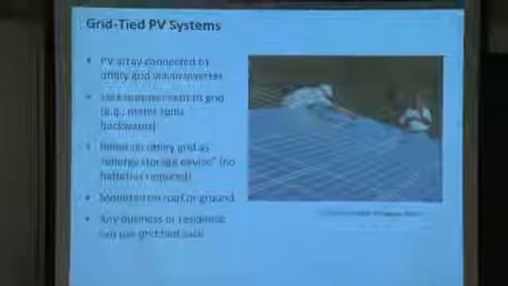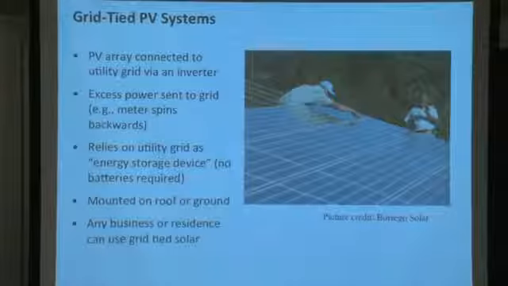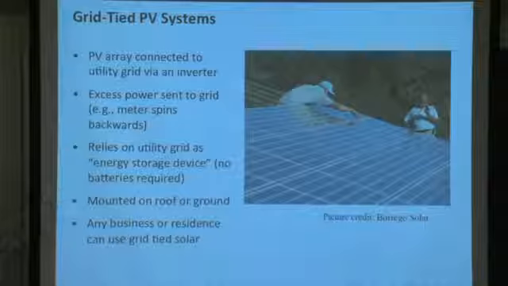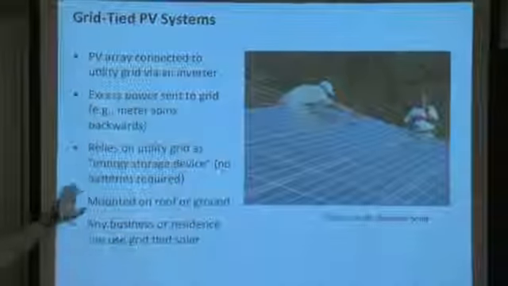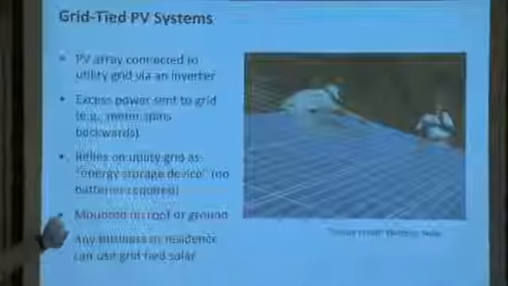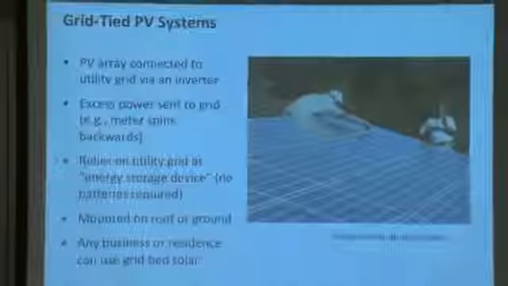And so, listing the major balance of system components. The PV array would be connected to the grid via an inverter. The excess power would be sent to the grid, causing the meter to spin backward, which is a very gratifying observation from a homeowner's point of view, or at the very least a ratepayer's, utility payer's point of view.